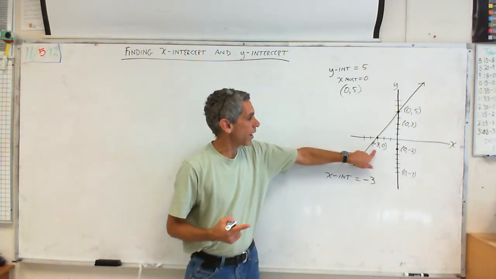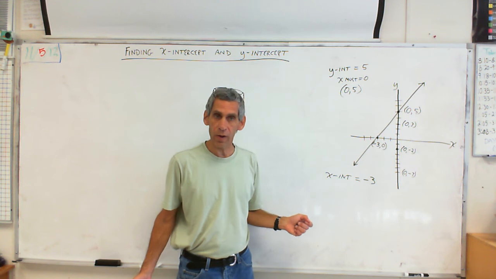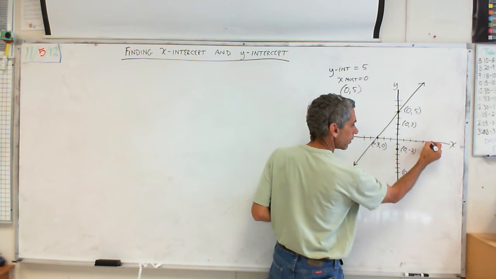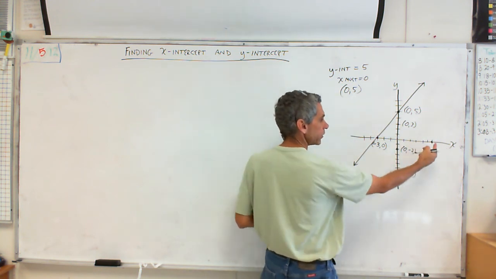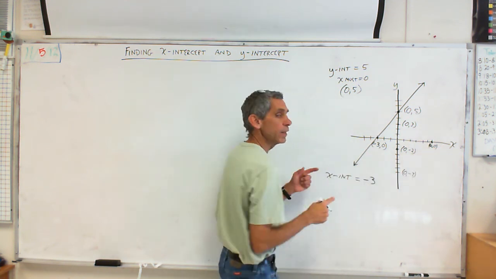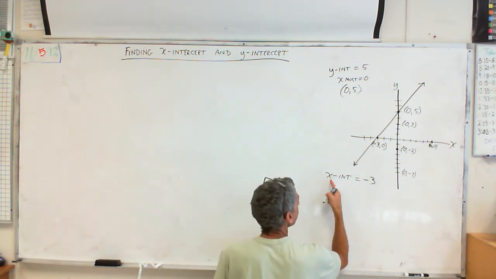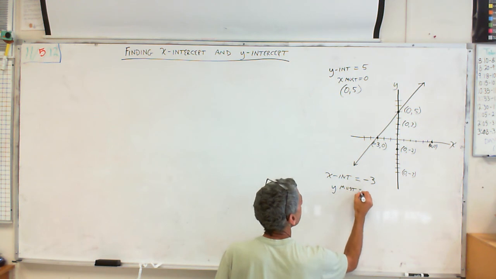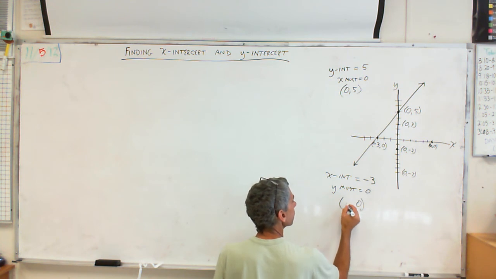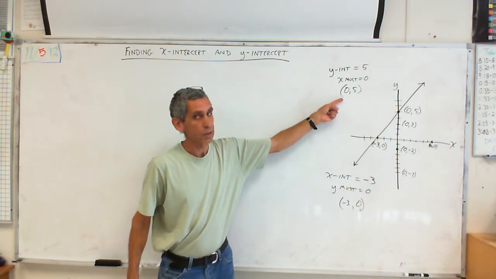Okay, and what does y have to be in order for me to be on the x-axis? 0. It's the only way I can be touching the x-axis. If I had a point over here, 1, 2, 3, 4, 5, 6, what would that point be? 6, comma 0, right? Look, the y is 0 again. So, to find the x-intercept, y must equal 0, and that means the 0 will be in the y position. So my x-intercept would be negative 3, comma 0. My y-intercept would be 0, comma 5 for this graph.